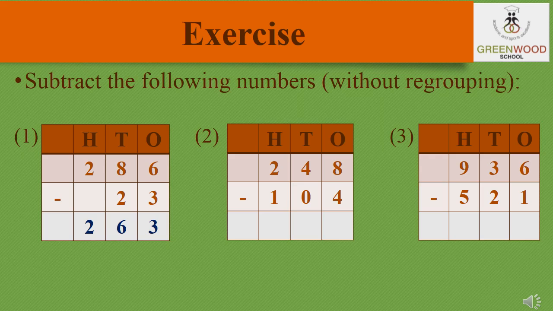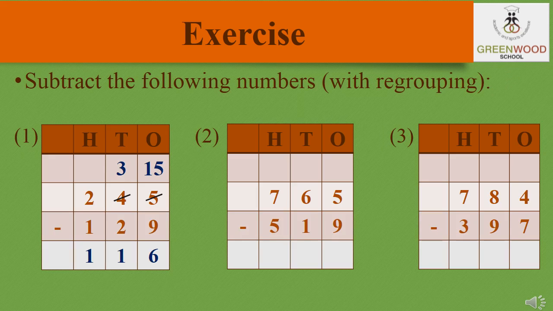286 minus 23. First subtract the ones, that is 6 minus 3. So take out 6 fingers. From that you fold 3 fingers. So how many fingers are left? 3. Now subtract the tens. 8 minus 2. Take out 8 fingers. From that fold 2 fingers. You will be left with 6 fingers. Now subtract the hundreds. That is simply 2 because you don't have any number down. So simply copy the number 2. Similarly, you solve the remaining 2 examples.